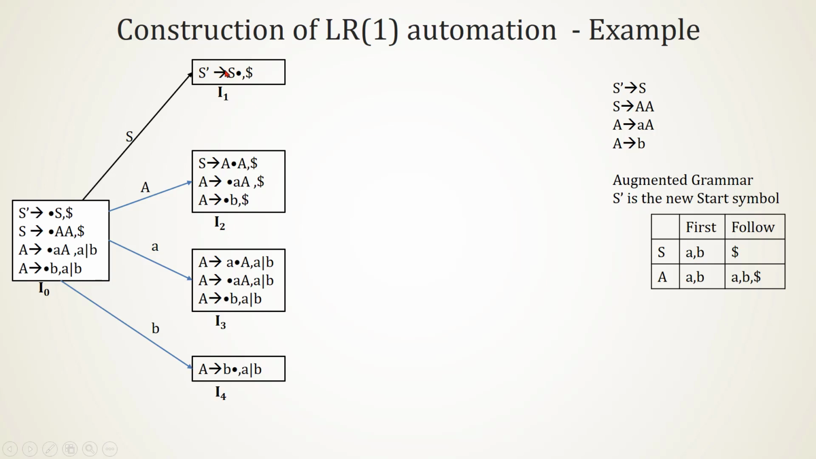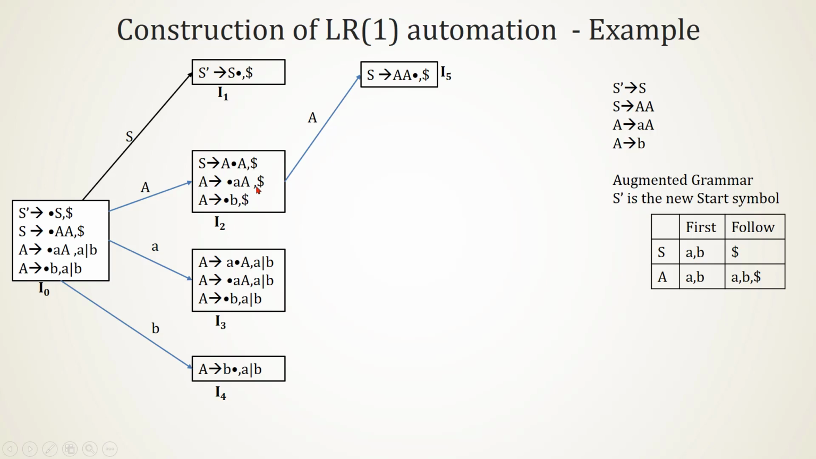From item 1 also there will be no transition. From item 2 I have some transitions. The first transition will be based on capital A. What will be the production? S derives AA dot, comma, dollar. So I will number this production as I5.